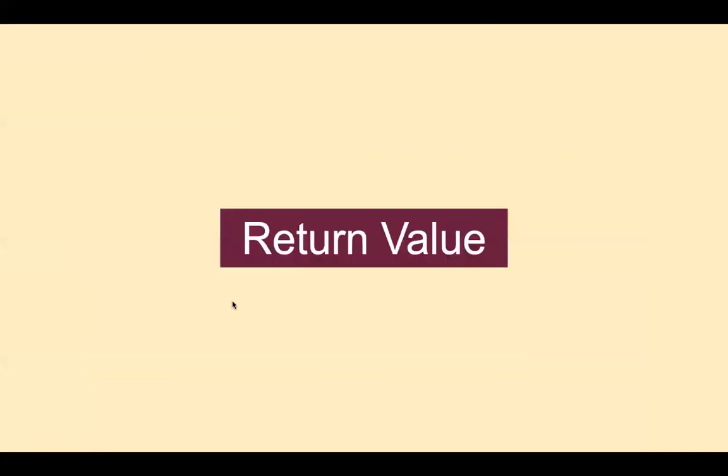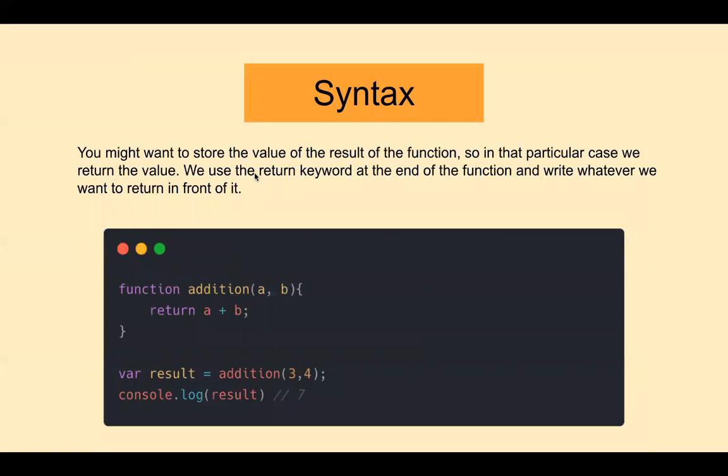Now the return value. You might want to store the result of the function. In that case, we want to return the value. We use the return keyword at the end of the function and write whatever we want to return in front of it. So let's suppose we have function addition a comma b. We can return a plus b so that we can store the value of the function in a variable. So addition 3 comma 4, the value will get stored in the result variable. So we can console log result and the output comes out to be 7.